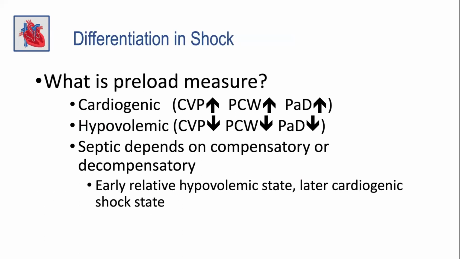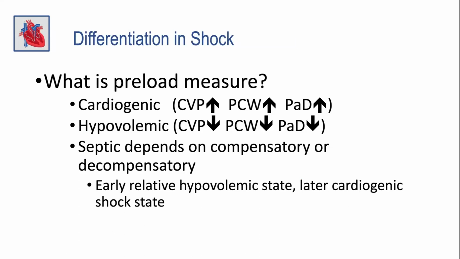Okay. So remember, shock. Add in your preload. For cardiogenic shock, CVP will be up, wedge will be up, PAD will be up. Hypovolemic shock, typically CVP, PAD, and wedge will be down. That's what says you don't have volume in your vein. You don't have volume in your artery. You're hypotensive, you're not making urine, but is volume in the vein or is volume in the artery?